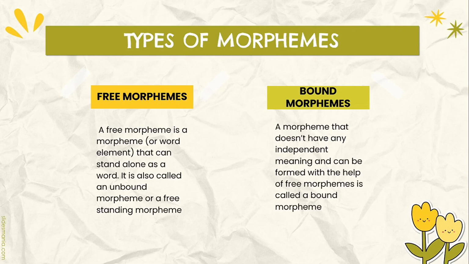4. Types of morphemes. There are two types of morphemes. First, free morphemes, and second, bound morphemes. A free morpheme is a morpheme or word element that can stand alone as a word. It is also called an unbound morpheme or a freestanding morpheme. A morpheme that doesn't have any independent meaning and can be formed with the help of free morphemes is called a bound morpheme.